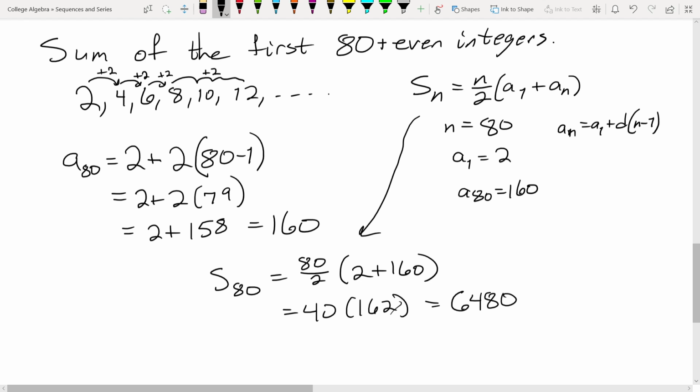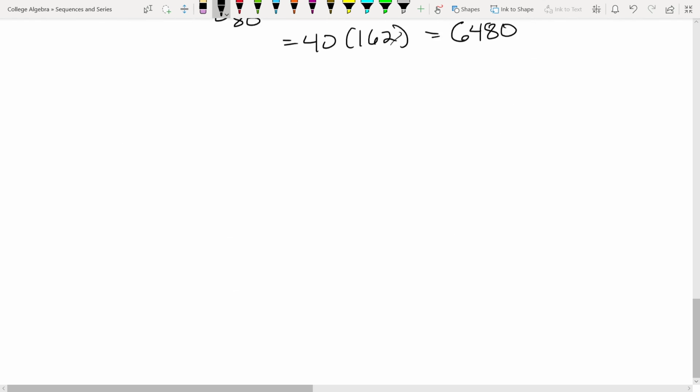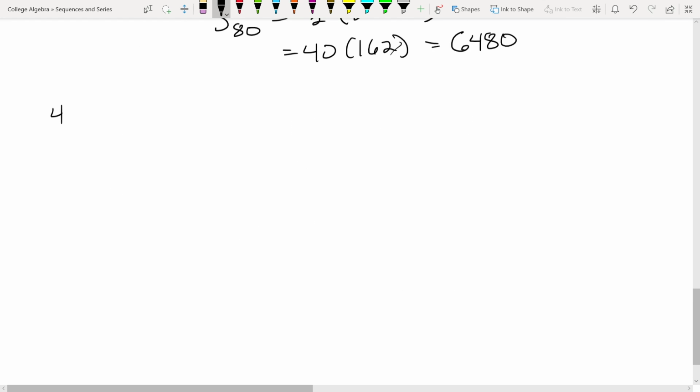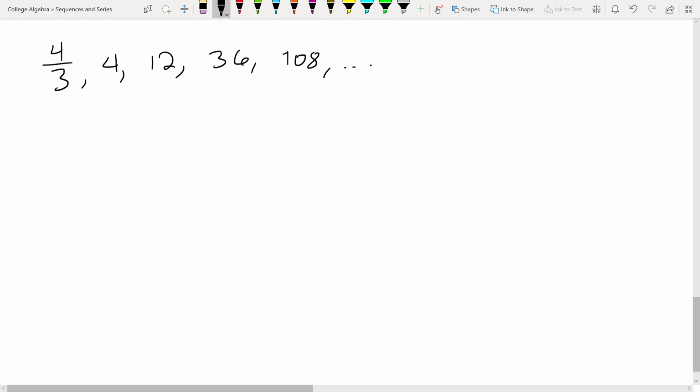So let's look at a geometric series now. A geometric series, especially the one we had in the first place, let me write it down again. 4/3, 4, 12, 36, and 108. Right, the infinite sum of this guy would end up going to positive infinity. So we have kind of a similar problem as the arithmetic series. So we need to know, is there a formula to find a partial sum? And there is.